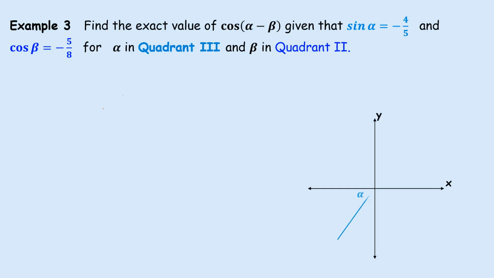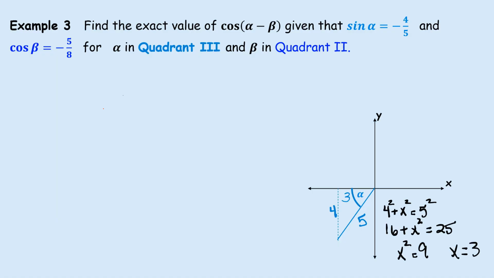So we know that alpha is in the third quadrant, so it's right down there. And we know that it has a sine of negative 4/5. So the opposite over hypotenuse for this angle is 4/5. We can use the Pythagorean theorem to find the other side. So the other side is 3. So you've got the whole triangle. You can find the sine for alpha, the cosine for alpha.